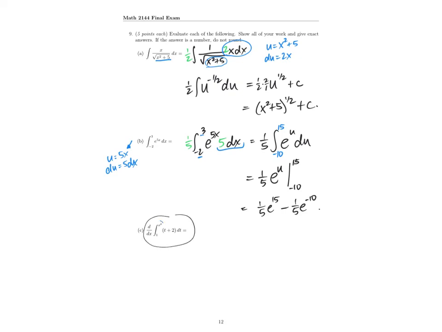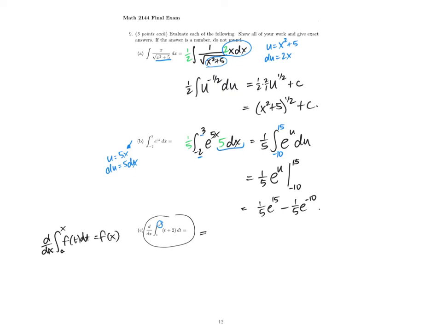For this one, it looks almost like the fundamental theorem of calculus part 2, except what I see in my bound, instead of just a plain x, is an x squared. And so when I evaluate this, I'm going to have to use the chain rule. So let's go back and review the fundamental theorem of calculus part 2. It says that the derivative with respect to x of the integral from a to x of f of t dt is equal to f of x.